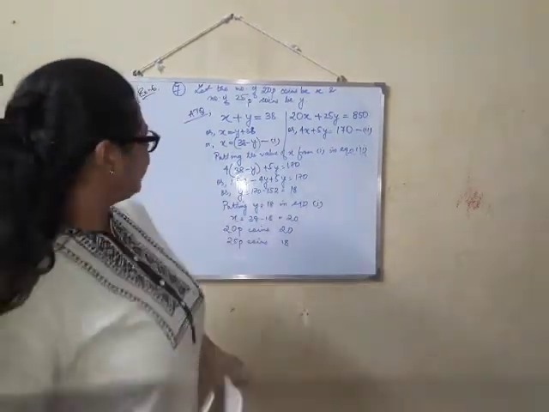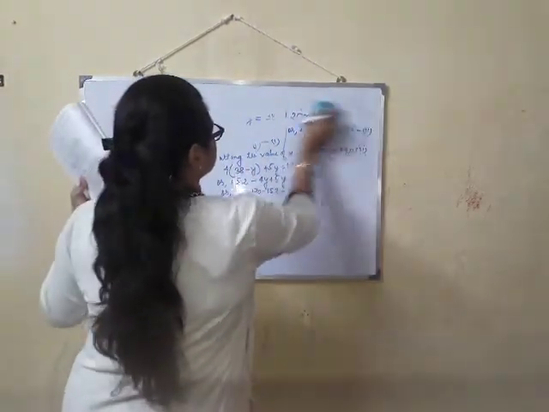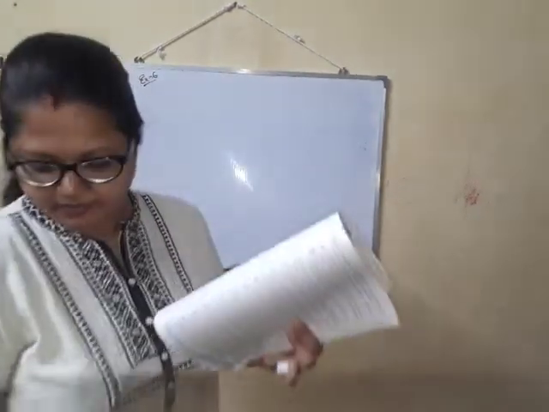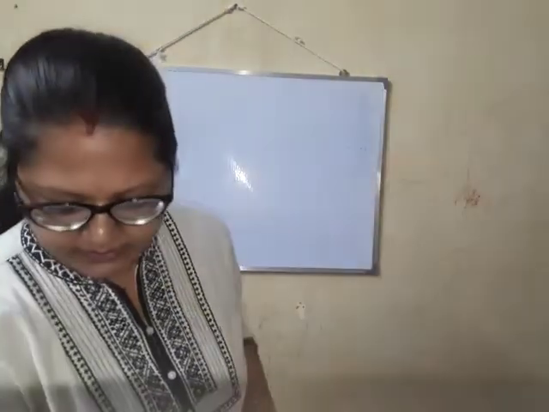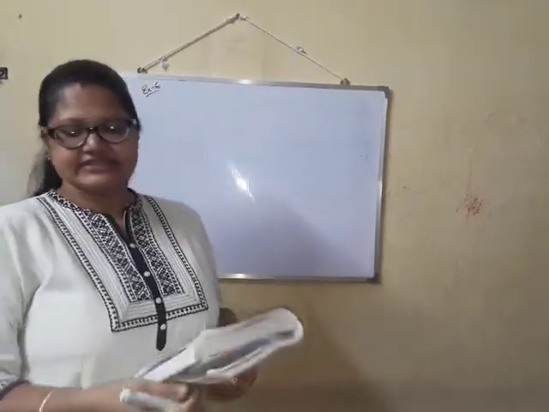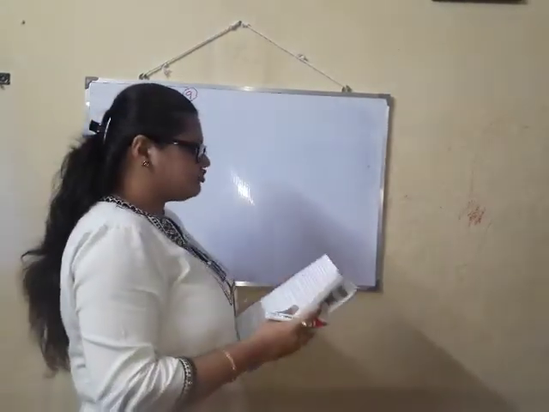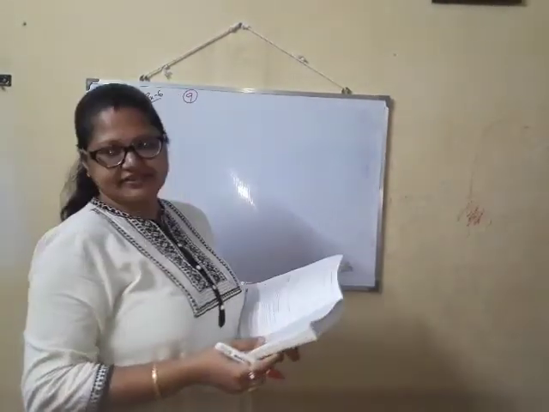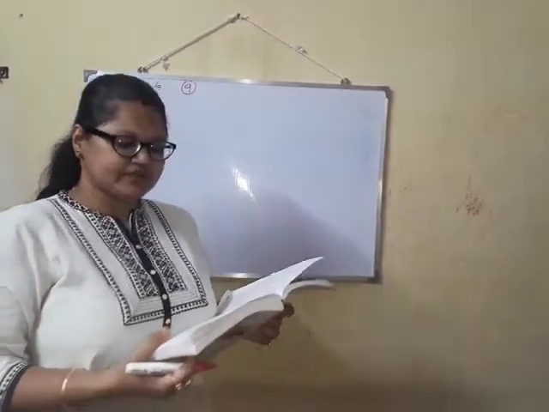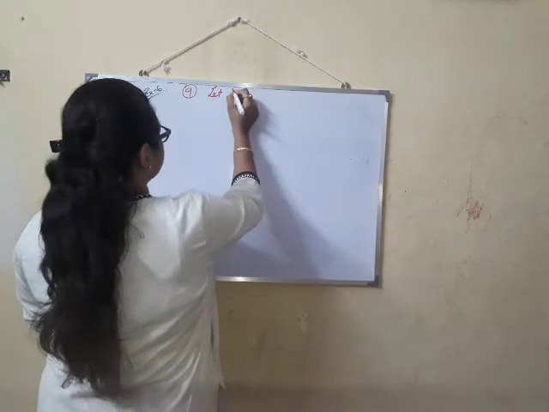So let's move on to the next sum, next pattern of sum rather. I am moving on to the next type of sum, that is sum number 9. The ratio of two numbers is 2/3. If 2 is subtracted from the first and 8 from the second, the ratio becomes the reciprocal of the original ratio. Find the numbers.